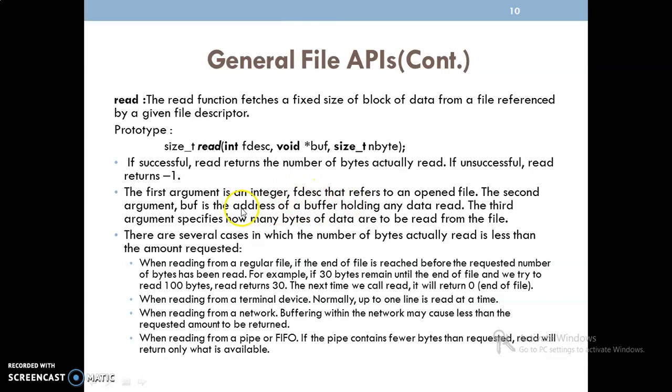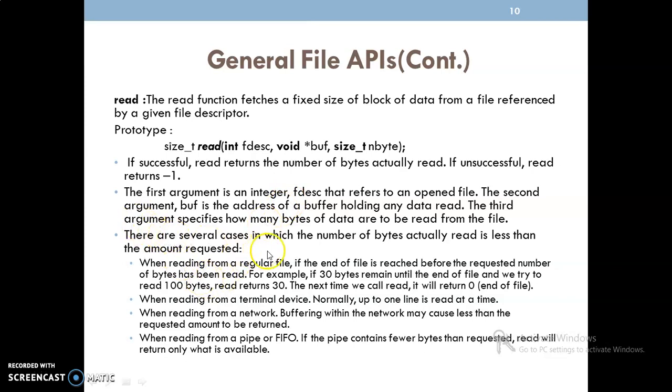The second argument, buffer, is the address of the buffer holding the data to be read, which means the data you want to read is located at that particular address location. It is pointed to by buff. The third argument specifies how many bytes of data are to be read from the file. Here the return value of the read API is the number of bytes of data actually read. If it is unsuccessful, then -1.